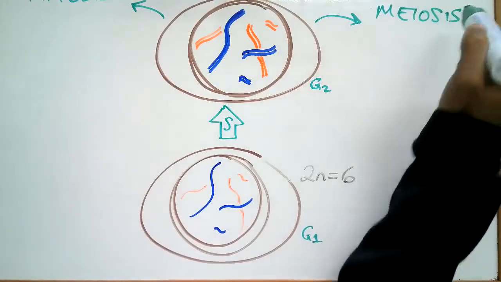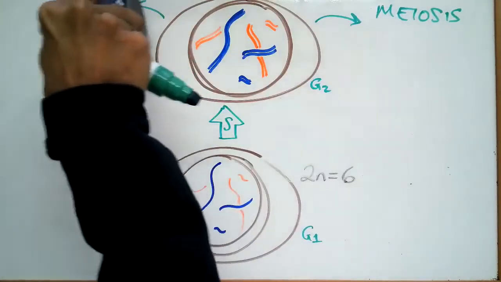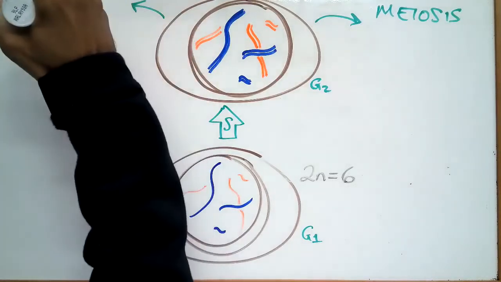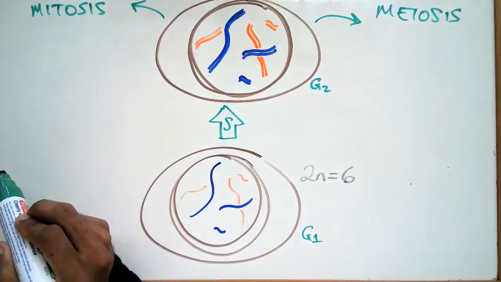Big picture, why are you doing each? Why are you doing one versus the other? Well, the difference is mitosis is strictly for replication. And when I say replication, I mean identical replication.